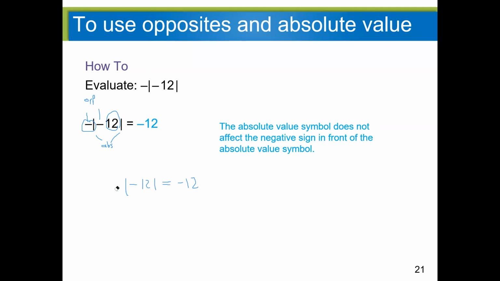We could have solved that, I'm going to use a different color here, from the outside in as well. We start with a negative sign, so we know something's negative. Then we have an absolute value of something inside. The absolute value of the thing inside, negative 12, is positive 12, which then makes it a negative number, giving us negative 12 again. You can solve it both ways. Figure out what works best for you.